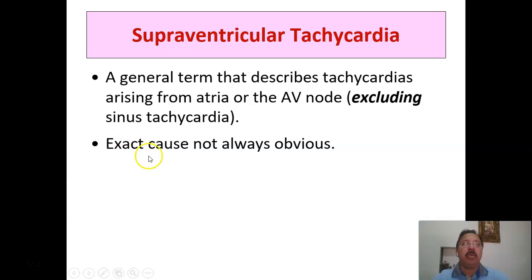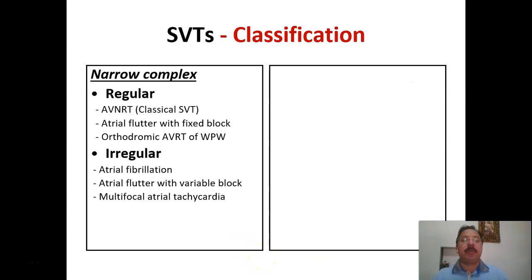It's very important to note the definition of SVT. It's a general term that describes the tachycardias arising from the atria or the AV node, excluding the sinus tachycardia. So it means any tachyarrhythmia which originates above the ventricles is a supraventricular tachycardia, except the sinus tachycardia. The exact cause is not always obvious.